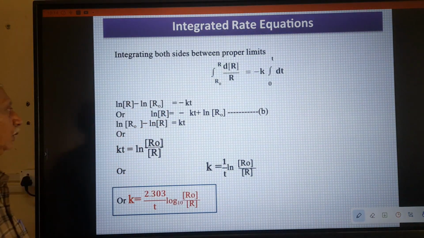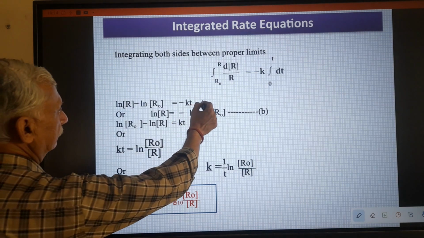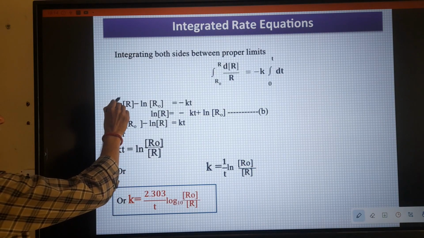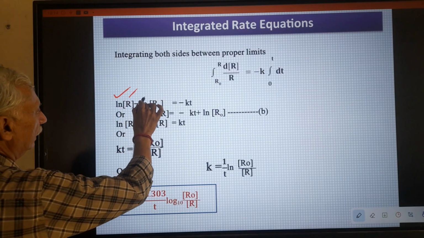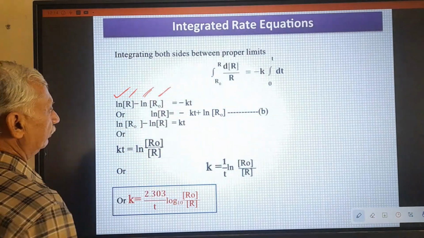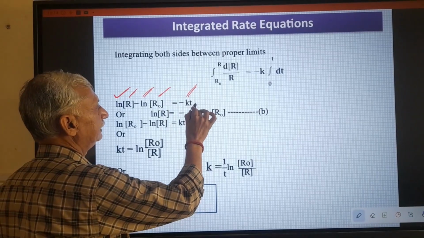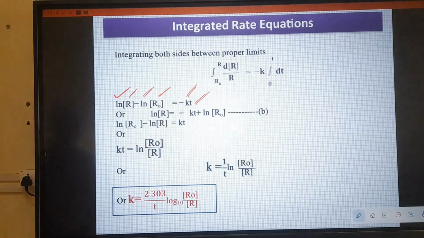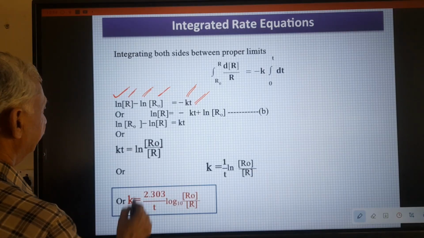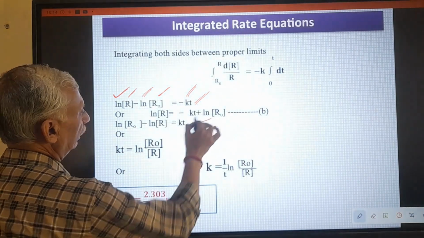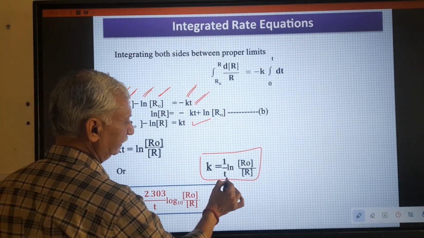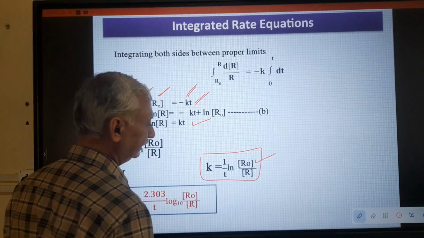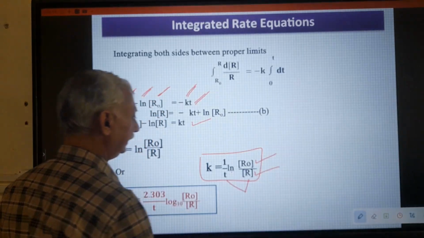On integrating the above equation, we get this equation. This is natural log. ln means natural log of the concentration of reactant minus natural log of the initial concentration of reactant equals minus kt, where k is the rate constant and t is time. This equation can also be written as k equals 1 upon t, again natural log, to the base e, of initial concentration of reactant R naught upon concentration after time t.